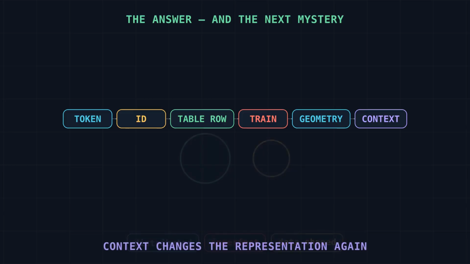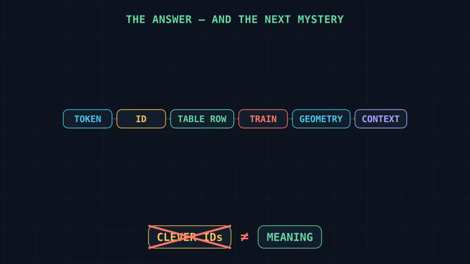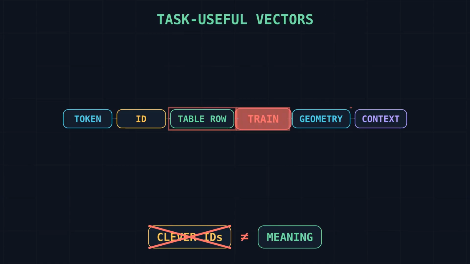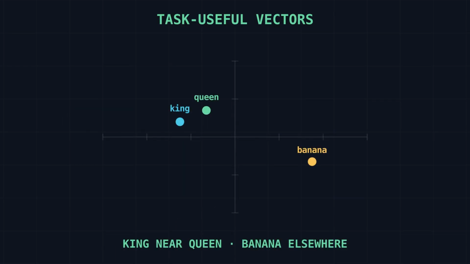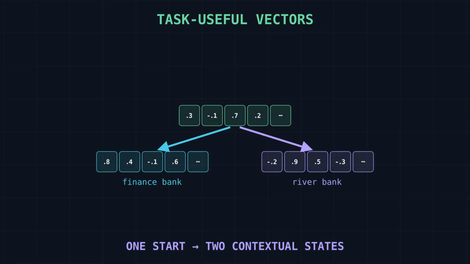Then context changes the representation again. So words do not become meaning because someone assigns them clever ID numbers. They become task-useful vectors because prediction repeatedly reshapes the table, and because later layers let each token interact with the sentence around it. That resolves our map. King can begin near queen, while banana begins elsewhere. Bank can start from one row and end in two different contextual states.